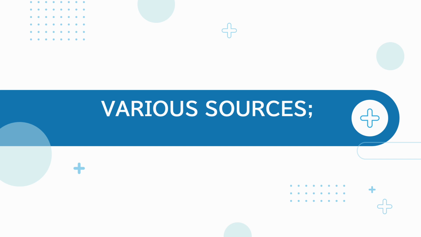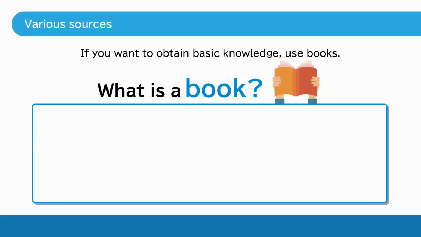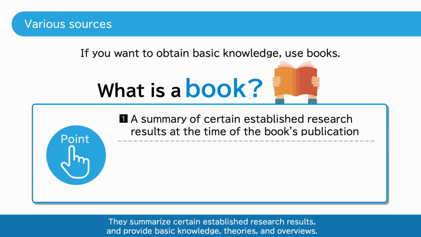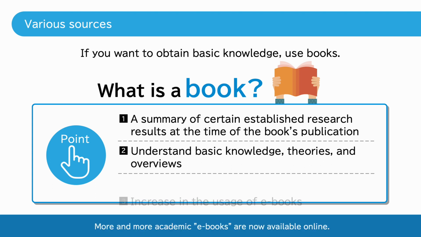So, how should we use these various sources of information? Let's break them down into books, journals, and articles. First, books are the best place to get basic knowledge. They summarize certain established research results and provide basic knowledge, theories, and overviews. More and more academic ebooks are now available online.